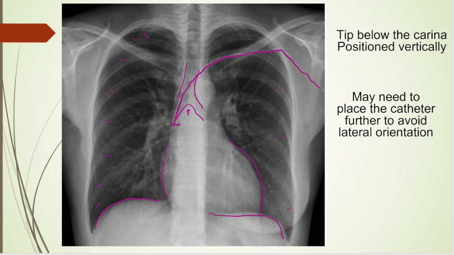But here the tip is vertical, and the tip is just below the carina, which is fine because you had to put it in a little bit further. If you ended up with it above the carina, then again you would be up against that vessel wall, which you don't want. So this was put in a little further, a little bit below the carina, which is fine, to make sure that tip is positioned vertically.